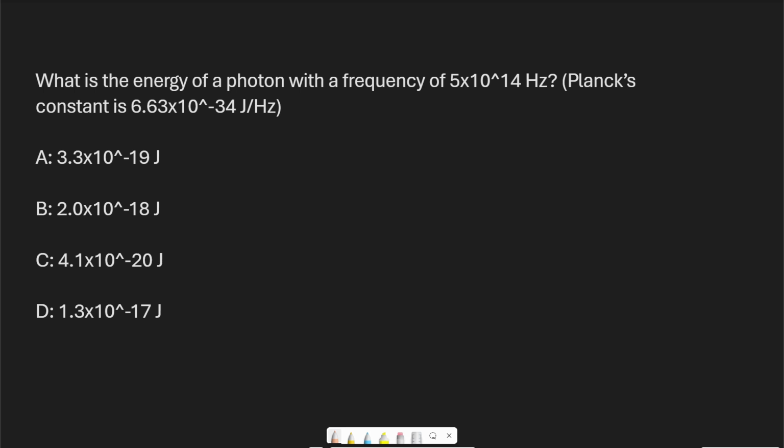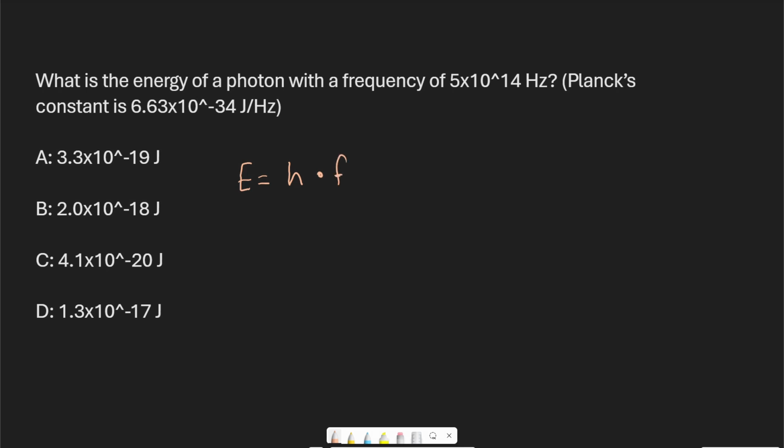All right, so here's the question. Now go ahead and pause and try and solve it. Okay, so the question tells us what's the energy of a photon, and we're given frequency, and we're given Planck's constant, right? And so we should know that, of course, we're using the equation E equals h, which is Planck's constant, times f, which is frequency, right?